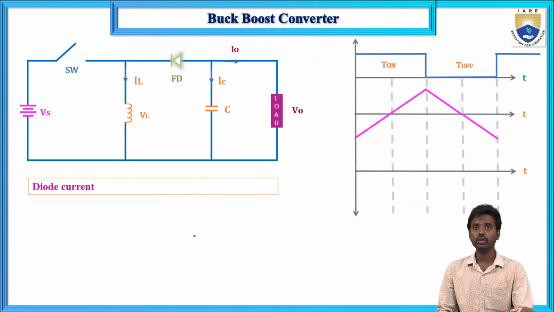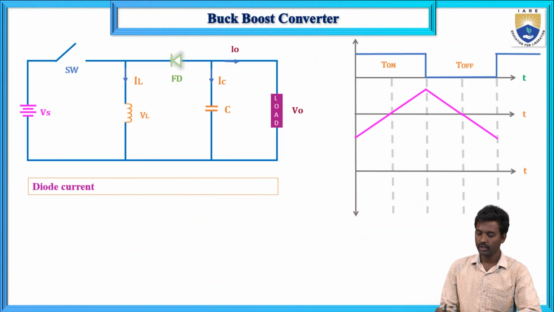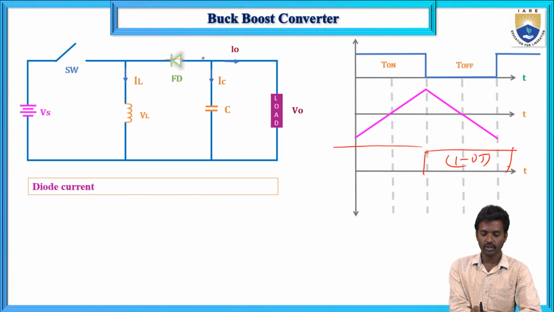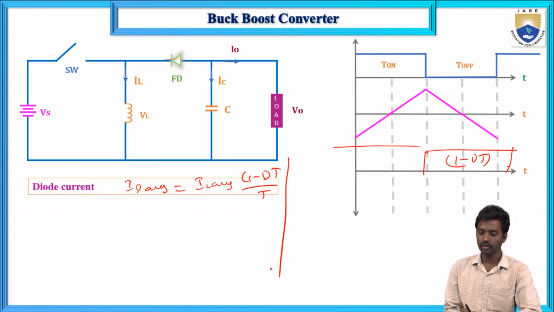And next, what about diode current? Diode current means when the switch is off, so the average inductor current. During the 1 minus D duration, when the switch is off, you will get the inductor current. So ID average equals IL average into 1 minus D into T divided by T, in the off condition over the total time period T, and ID RMS equals IL average into square root of 1 minus D into T divided by T.